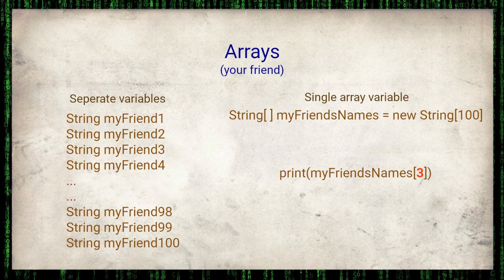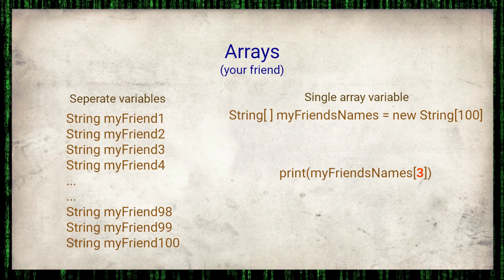So let's say you want to retrieve your third friend, for instance. Then you would say my friends array, and then the index, which you normally put in square brackets right after the variable name. You put in 3, and it'll return your friend's name that's in the third position. There's one little caveat to it.